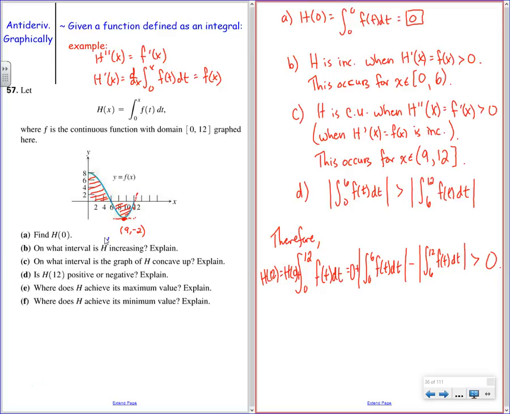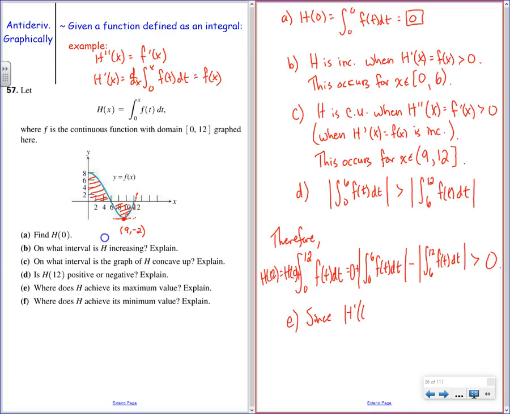Where are we at? Letter E? Yes. Where does h achieve its maximum value? Positive to negative, so at 6. Yeah, it's f of 6. We don't start with an answer. It says h prime is f, and f of 6 equals 0, therefore it's a critical number. Since h prime is f of 6, right? Oh, I knew that.